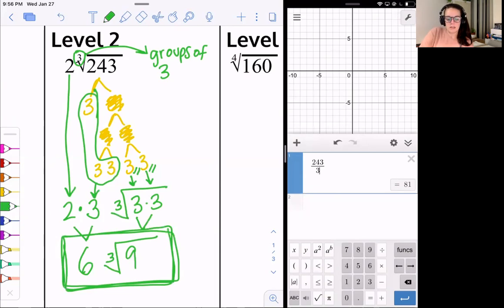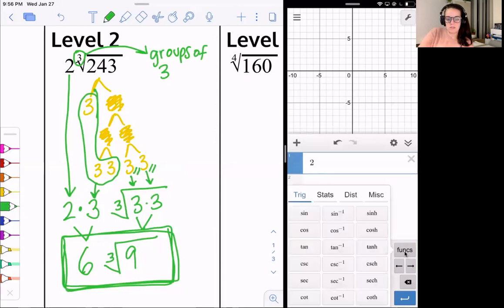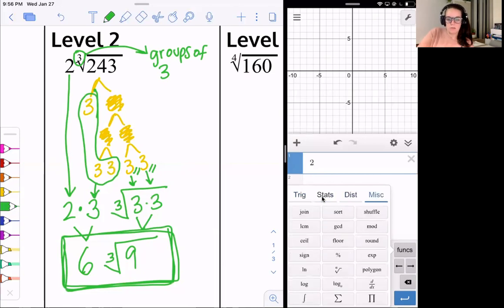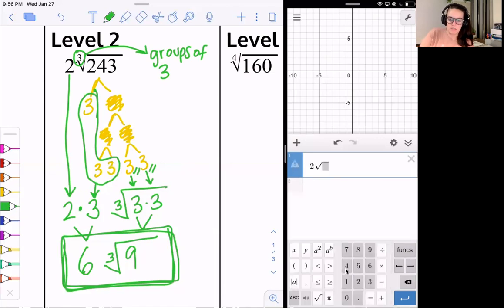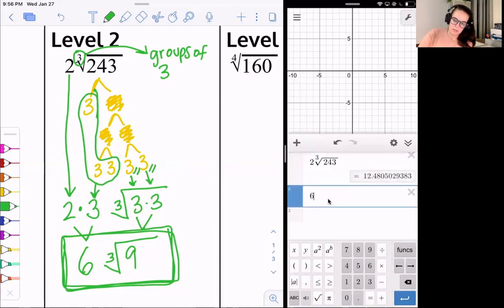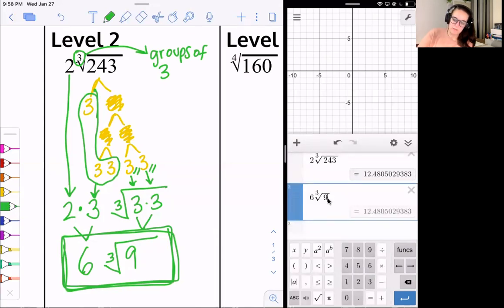This one's a little trickier in your calculator. You're going to type 2, and then you're going to go to this button here, functions. And then I'm going to look for the cube root. The cube root is right here. It has n inside in the index place. So I press n. You'll notice it'll let me type any number there. So I'm going to put a 3. And then in here, I'm going to put 243, equals 12.48. And then I'll go here and try 6 cube root of 9. I see that I have the same number, so I know that these are equivalent and I got the right answer. All right.